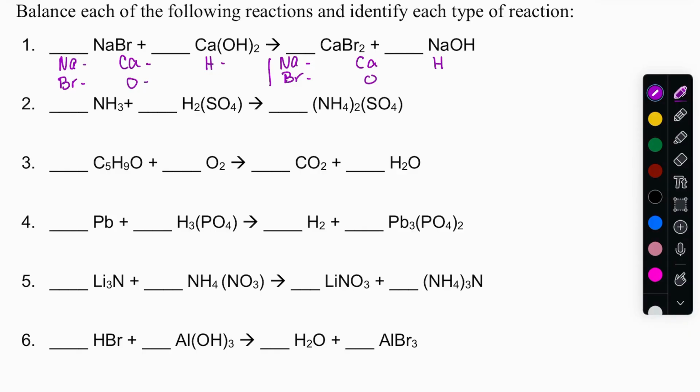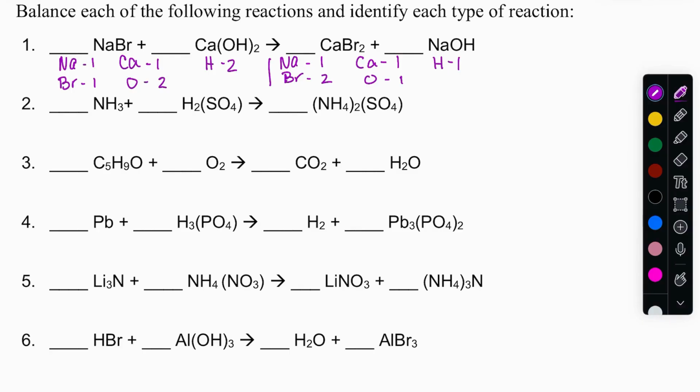On my reactant side, sodium I have 1, bromine I have 1, calcium I have 1. Oxygen is 1 inside the parentheses times the 2 outside the parentheses, which gives me a total of 2, and the same for my hydrogen. For my product side, sodium I have 1, bromine I have 2, calcium I have 1, oxygen I have 1, and hydrogen I have 1.